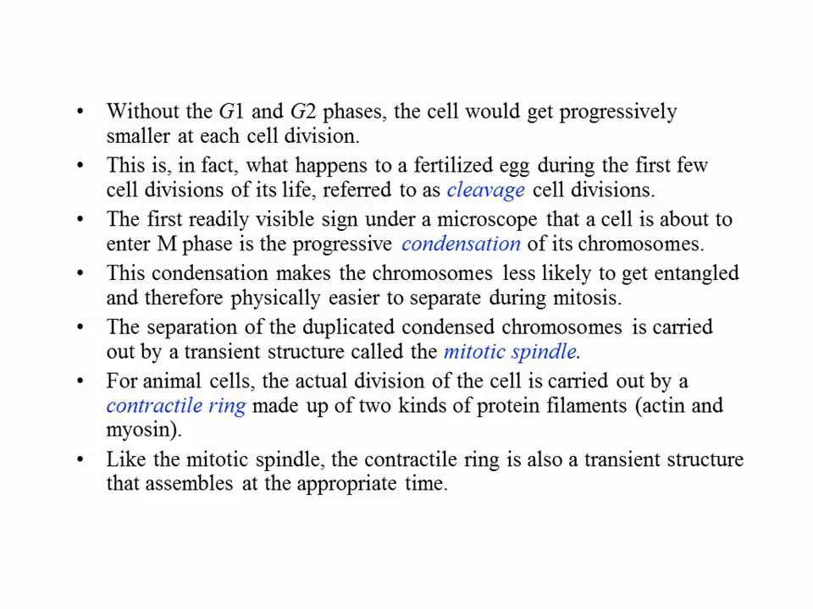And the separation of the duplicated condensed chromosomes is carried out by a transient structure. That structure is not there all the time. It assembles on an as-needed basis. This transient structure is called the mitotic spindle. For animal cells, the actual division of the cell is carried out by what is called a contractile ring, which is made up of two kinds of protein filaments, actin and myosin. Like the mitotic spindle, the contractile ring is also a transient structure. It's only produced whenever it's needed. It's not there all the time.